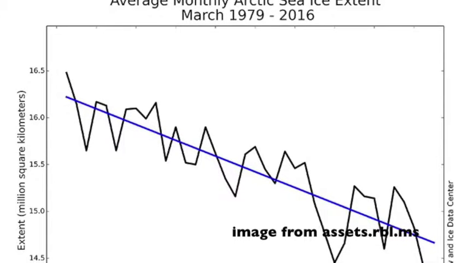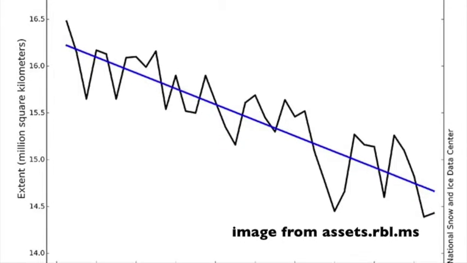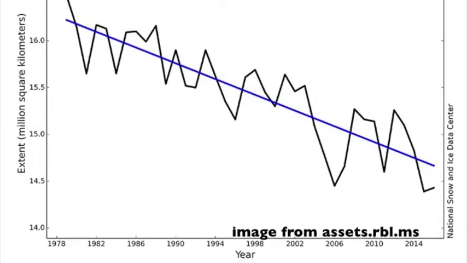This shows that the extent of the Arctic Sea ice has decreased over time. While around 1980 it's about 16.5, in 2014 it's about 14.5.